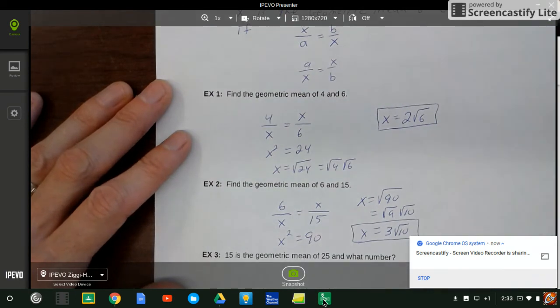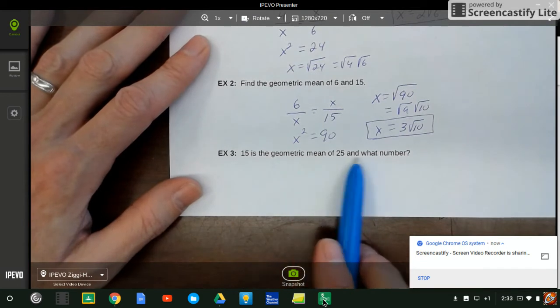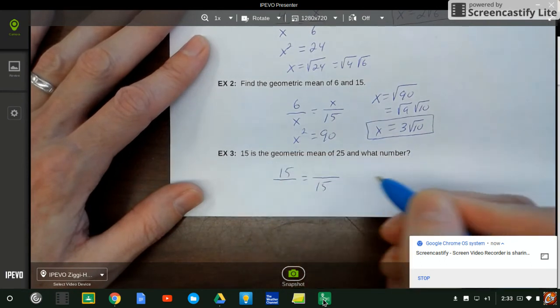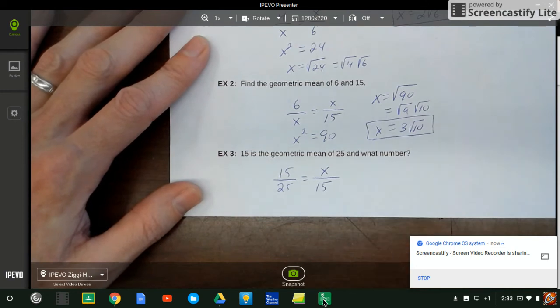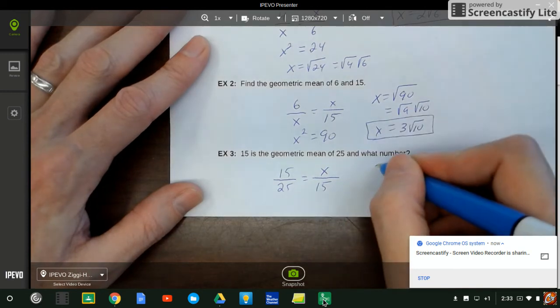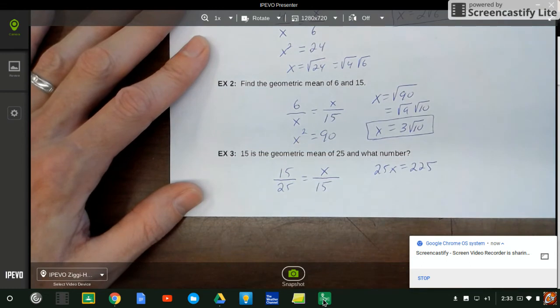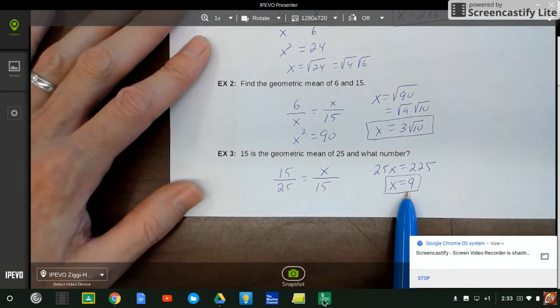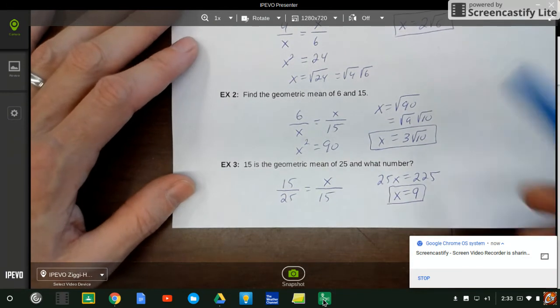Now, sometimes they might ask us to go in the other direction. What if 15 is the geometric mean of 25 and what number? So since I now know the geometric mean, I'm going to put that in those two spots. And 25 is one of the numbers. I don't know the other number. Okay, so I'm going to take those numbers and cross multiply. So that's 25x equals 225. And I'll divide by 25. So x equals 9. So the other number is 9. Okay, so there's 3 different problems there. There are really 2 different problems about what the geometric mean is.